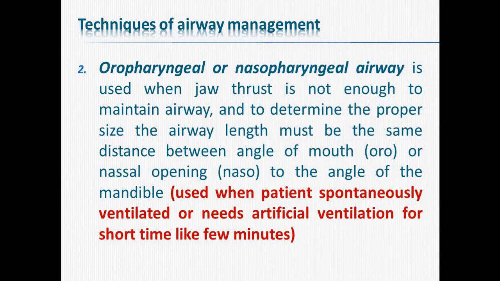The second way of basic airway management is the oropharyngeal or nasopharyngeal airway. It is used when jaw thrust is not enough to maintain airway. To determine the proper size, the airway length must be the same as the distance between the angle of the mouth (oro) or nasal opening (naso) to the angle of the mandible. It is used when patients are spontaneously ventilated or need artificial ventilation for a short time, like a few minutes.